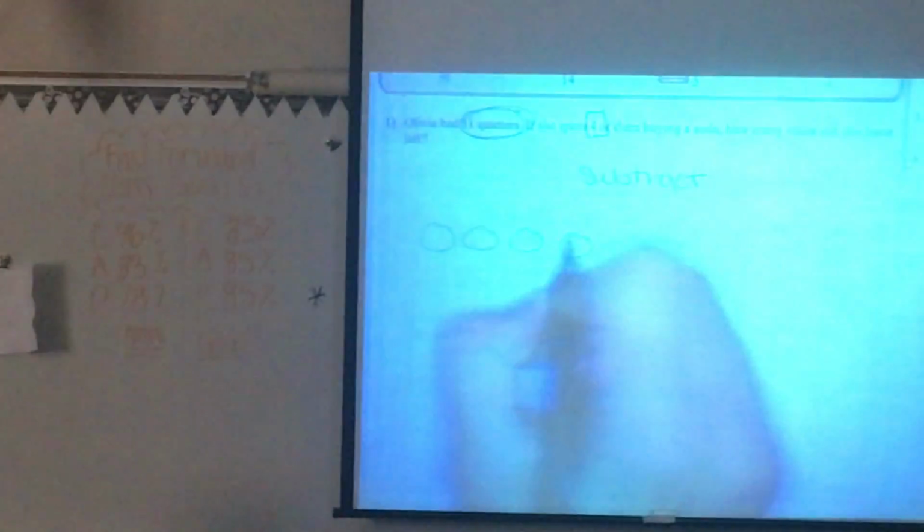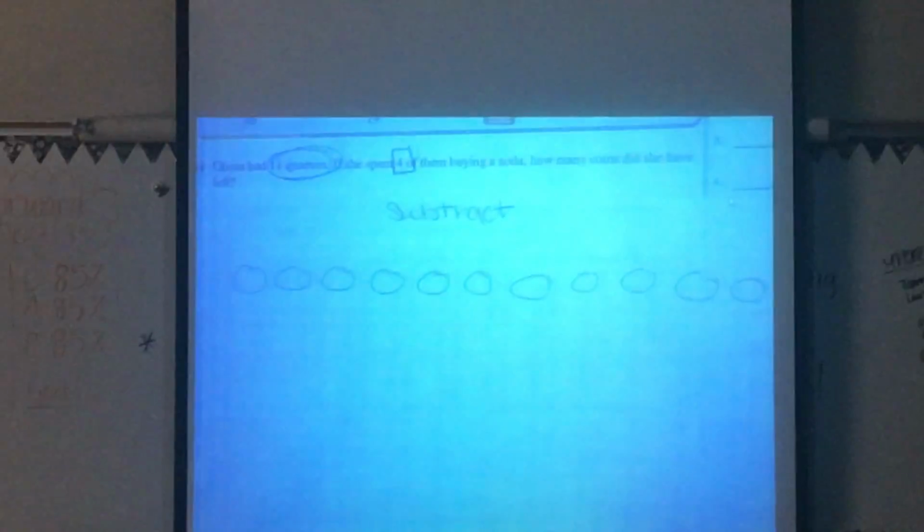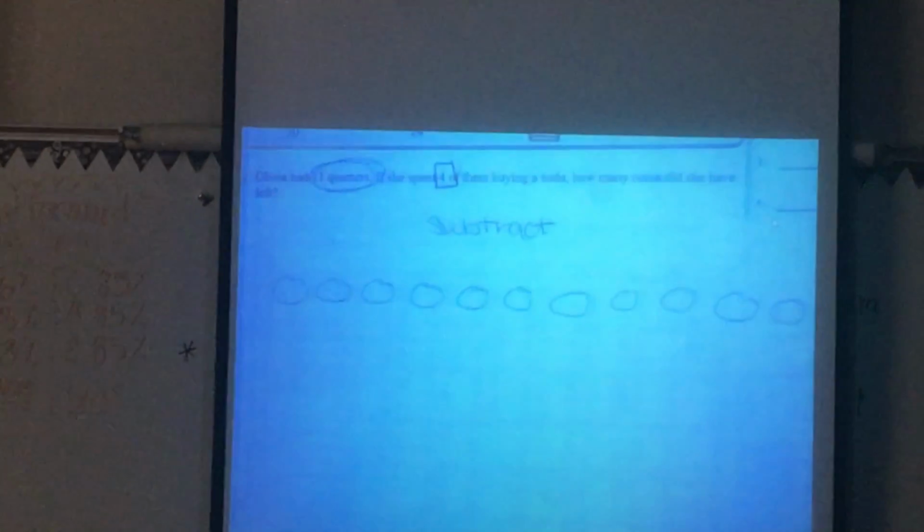How can we show this as a visual? How many quarters did she start off with? Zanaya? 11. 11 quarters. So let's go ahead and draw 11 quarters. So I went ahead and drew 11 quarters, and then we subtracted 4. So let's go ahead and cross off 4.